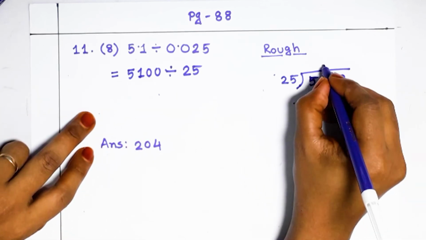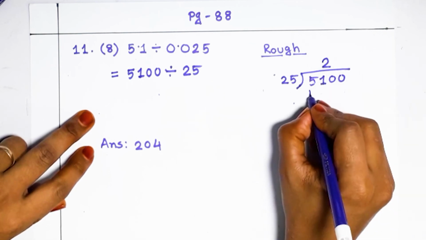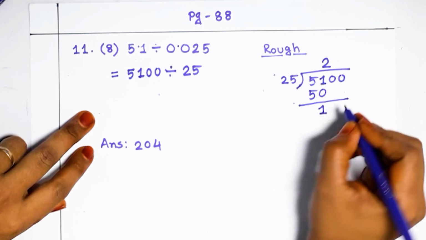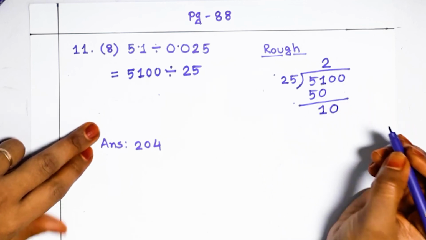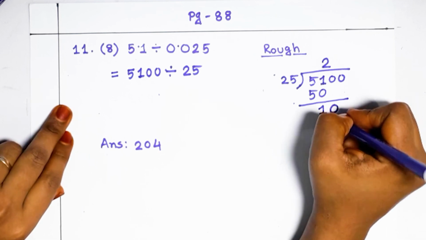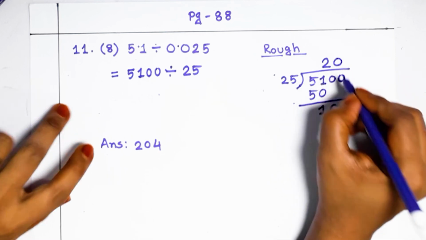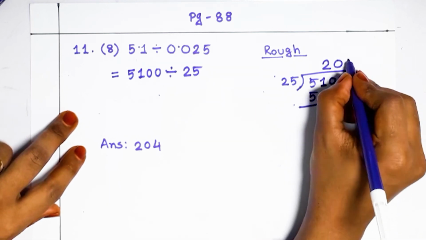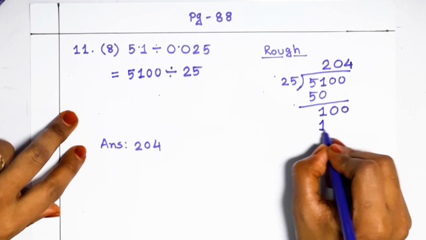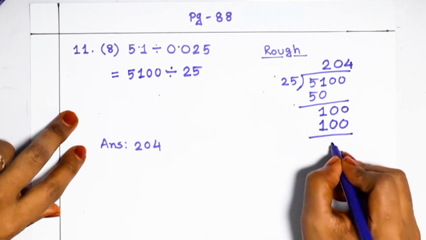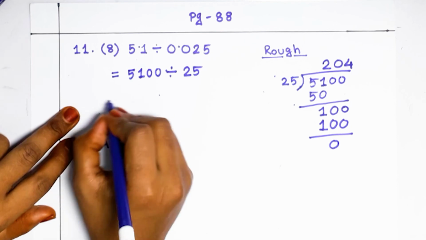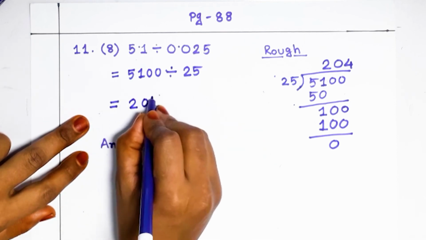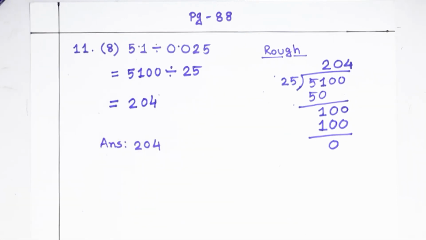Here is 25. So, 2 25s are 50. Write here the 1. Bring this 0 down here. We can divide this 10 by 25. So, we can write here 0 and this 0 also write here. Now 100. So, 25 4s are 100. So, the answer will be 204.